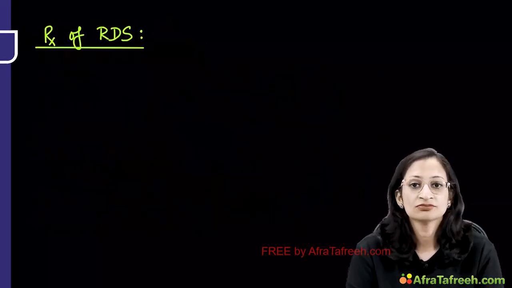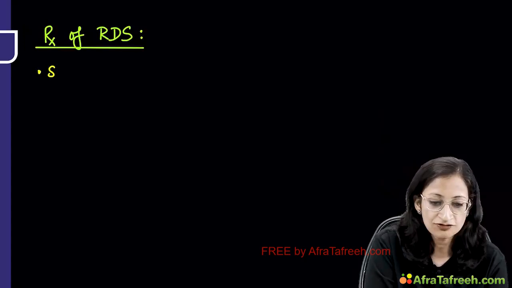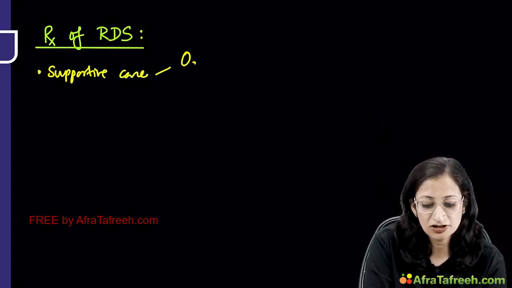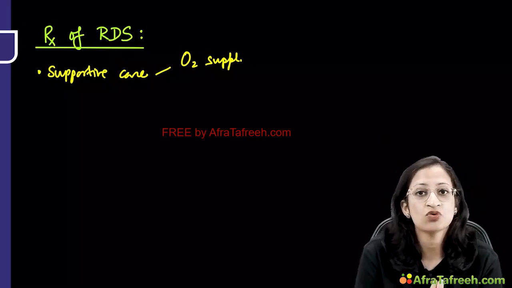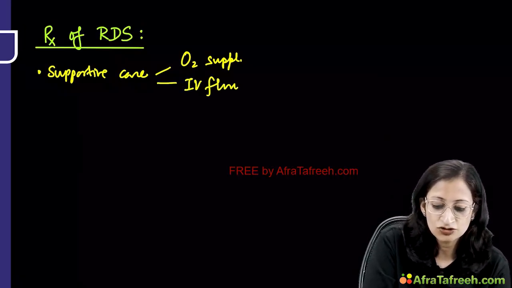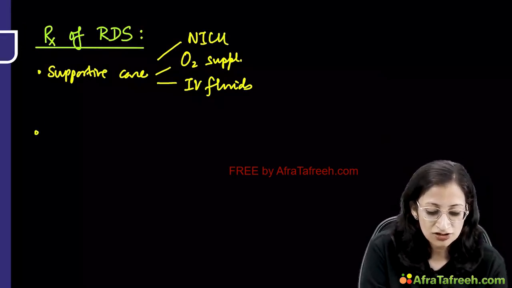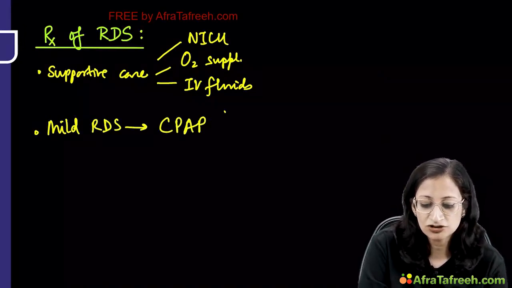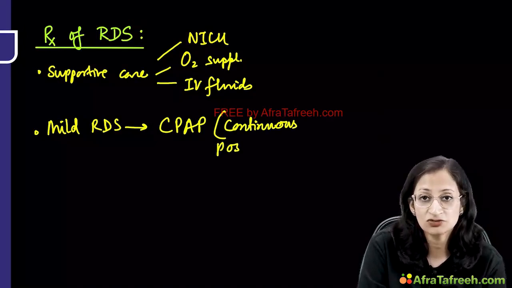Okay. Now, what is the management of RDS? Very important in the management of respiratory distress syndrome is supportive care. If the baby is having hypoxia, you need to give oxygen supplementation. In mild cases, CPAP alone suffices. So, oxygen supplementation, and if a lot of distress is there, IV fluids; you admit the baby in a NICU, and maintain normal temperature and normal blood glucose. If there is only mild respiratory distress, then CPAP, or continuous positive airway pressure, usually helps by keeping the alveoli in an open state.